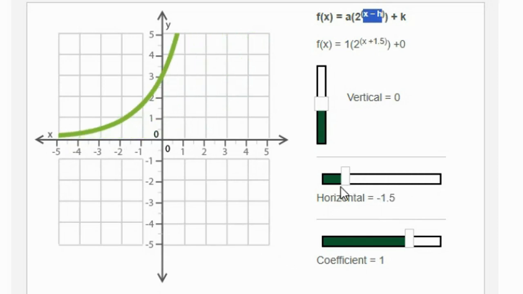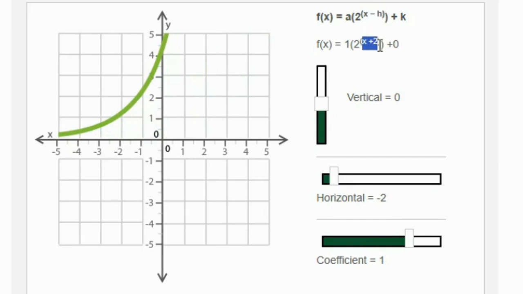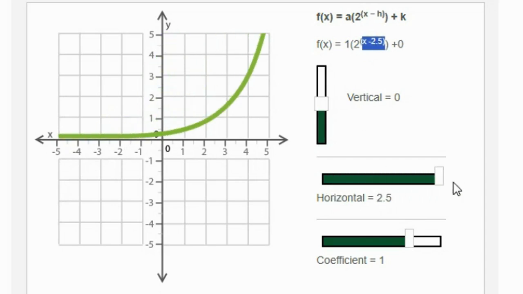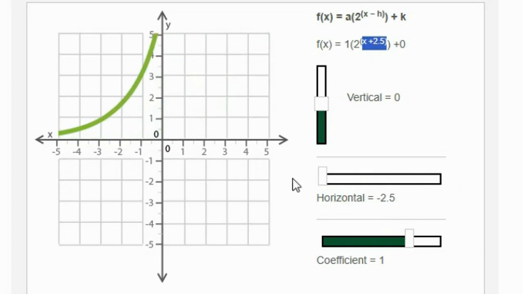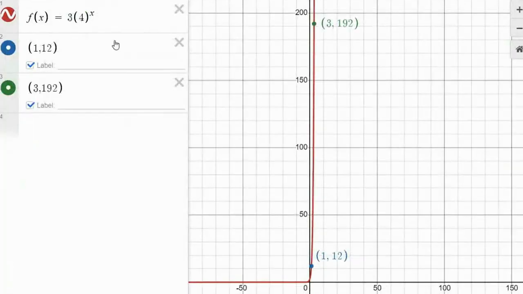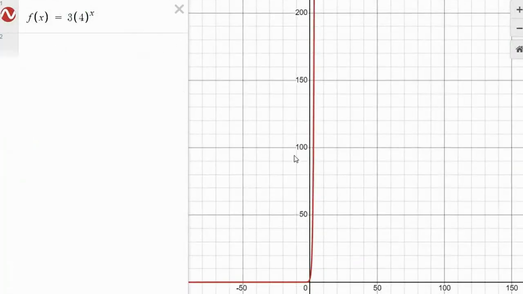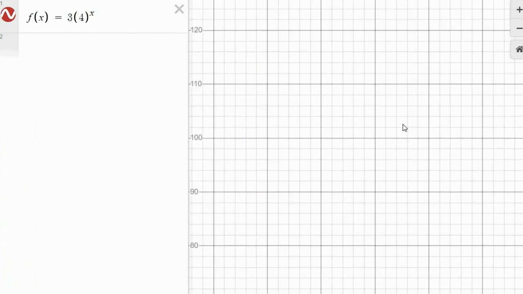If h is a negative number, it shifts to the left because now it's x plus 2. Because x is negative 2, so x minus negative 2 shows up as x plus 2 in our equation. So we can go left and right by changing that h value. So let's look at that on Desmos. Let's play with that a little bit over here, where sometimes it's a little easier to see.